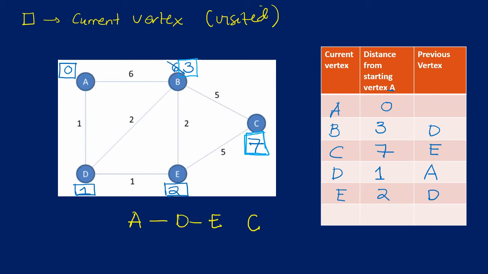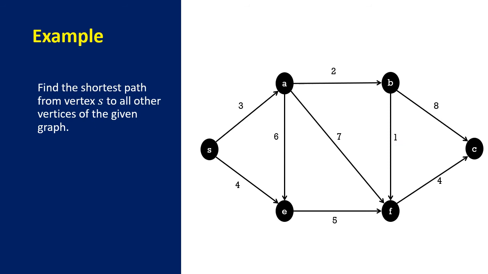So our path is A. I will highlight it using red. So that's A, D, E, C. And that is now 1 plus 1, 2 plus 5, 7. Of course, you can easily see that because we're just dealing here with a very small graph. But of course, it will be much more complicated when we are dealing with larger graphs. Okay, so let's have another example.